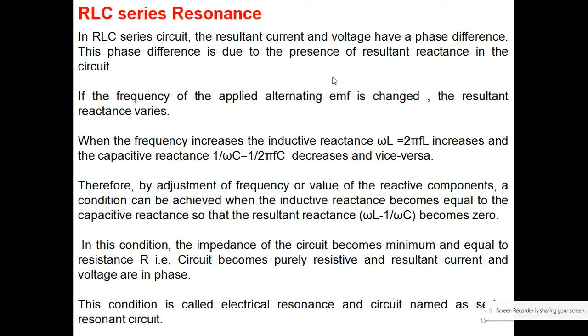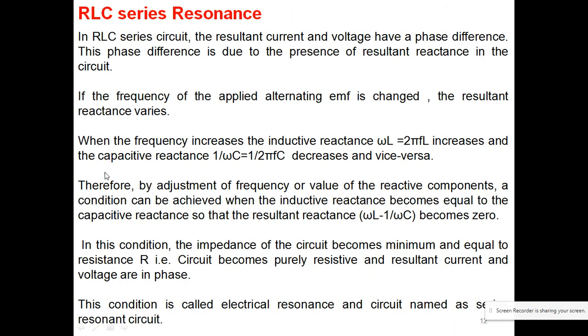If the frequency of the applied alternating EMF is changed, then the resultant reactance will vary. Why does it vary? Because the inductive reactance is proportional to frequency, and the capacitive reactance is inversely proportional to frequency. So when the frequency increases, the inductive reactance increases but the capacitive reactance decreases, and vice versa. When I decrease the frequency, the inductive reactance decreases and the capacitive reactance increases.